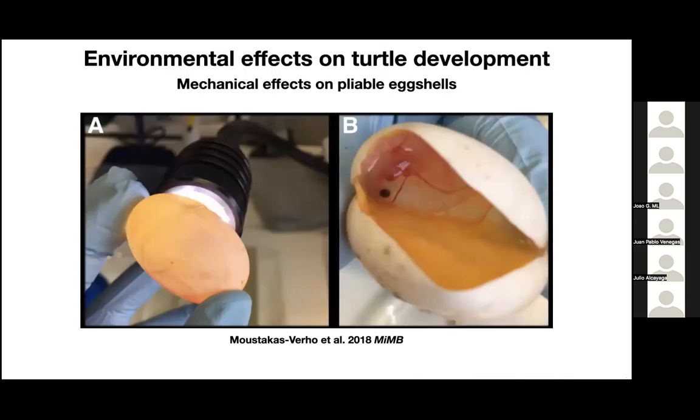eggshells. So in the picture on the right, you can see the embryo and its extraembryonic membranes. It's firmly attached to the eggshell. So any kind of mechanical disturbance that happens to the eggshell will actually impinge on the embryo itself. And we think that this is causing part of the abnormal variation that we see in the patterns on the carapace. These embryos are quite different than, for example, chicken embryos, where you have the embryo lying directly on top of the yolk.